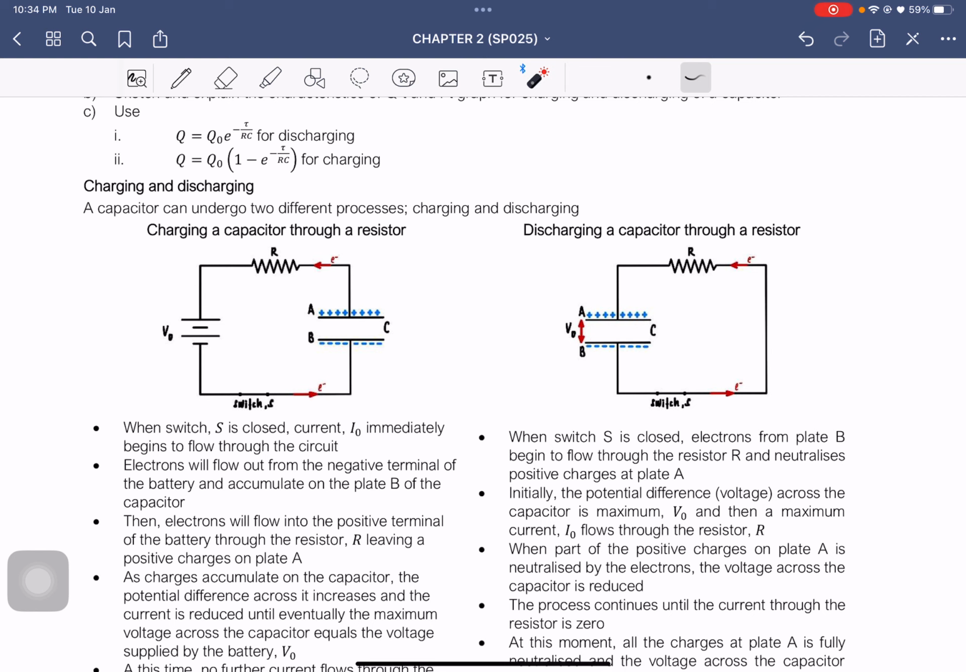So what happens is electrons will then start to flow from the negative terminal of the battery here and begin to accumulate on plate B here, okay? So electrons will then start to flow into the positive terminal of the battery through the resistor, leaving positive charges on plate A, okay? So now we have net positive charge on plate A, net negative charge on plate B. So electrons then will still pass through the resistor and onto the positive terminal, okay?